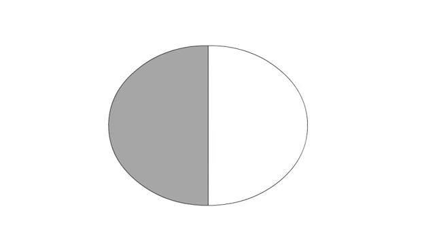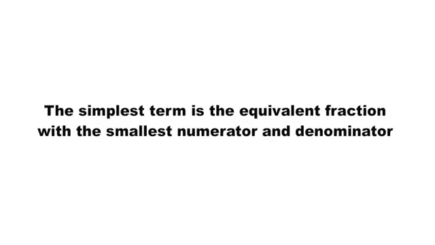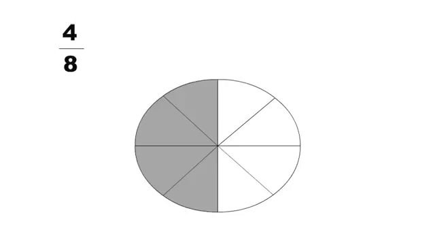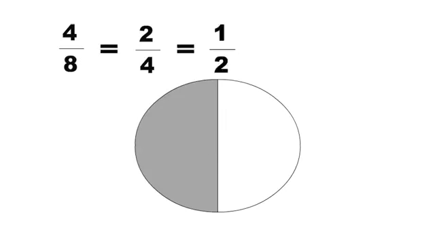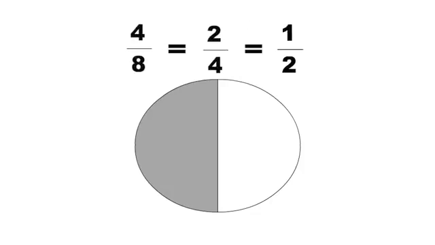Sometimes you want to change a fraction to its simplest terms. The simplest term is the equivalent fraction with the smallest numerator and denominator. For example, 4/8 equals 2/4 equals 1/2. In this example, the simplest term is 1/2. You'll often find when working with fractions that it's easiest to use a fraction in its simplest form. Doing so can make solving the problem, well, simpler.